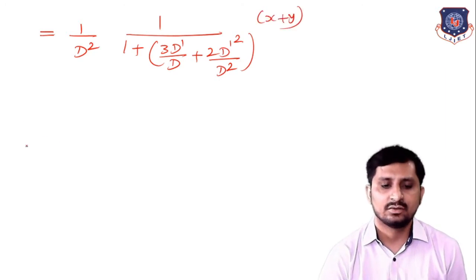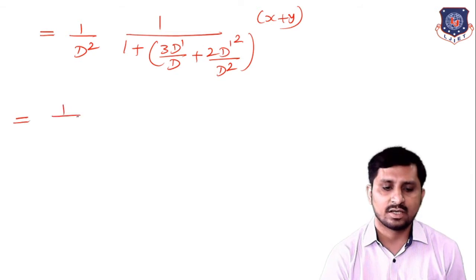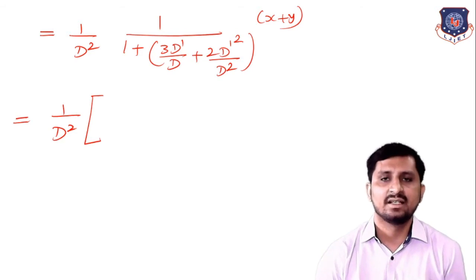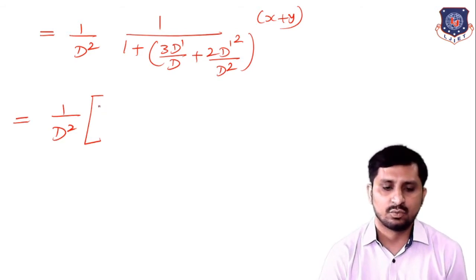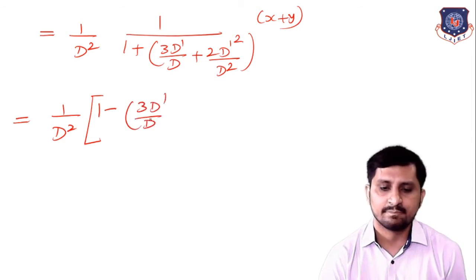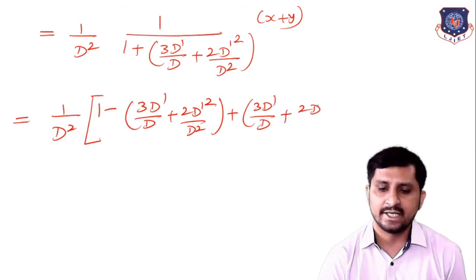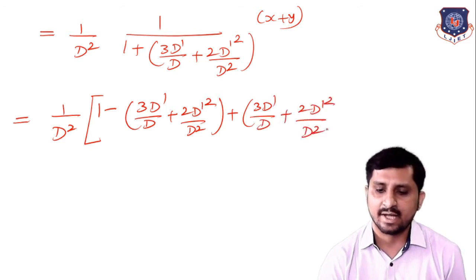Now this equals 1 upon D square. Apply the formula for 1 upon 1 plus x, that is 1 minus x plus x square and so on. So 1 minus 3D dash upon D plus 2D dash square upon D square, plus 3D dash upon D plus 2D dash square upon D square whole square, and so on.